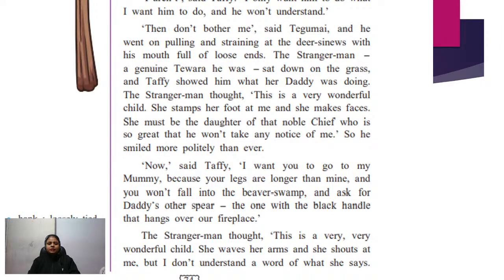"Then don't bother me," said Tegumai, and he went on pulling and straining at the deer sinews with his mouth full of loose ends. The stranger man, a genuine Tevara he was, sat down on the grass, and Taffy showed him what her daddy was doing. The stranger man thought, "That is a very wonderful child. She stamps her foot at me, and she makes faces. She must be the daughter of that noble chief, who is so great that he won't take any notice of me." So he smiled more politely than ever.